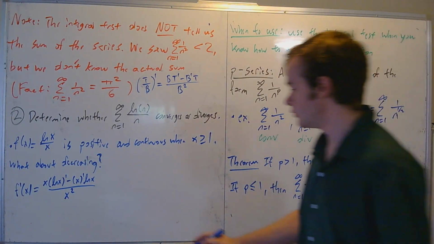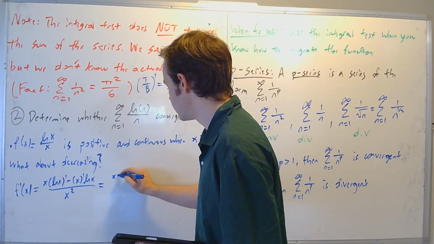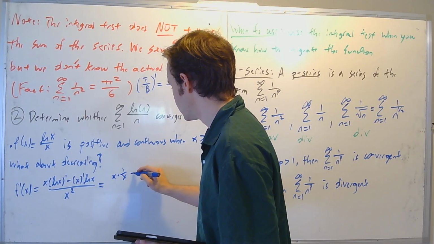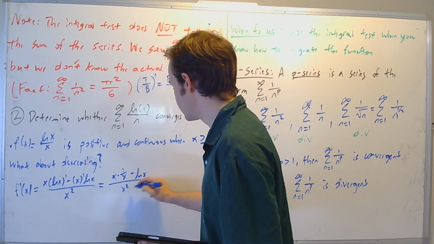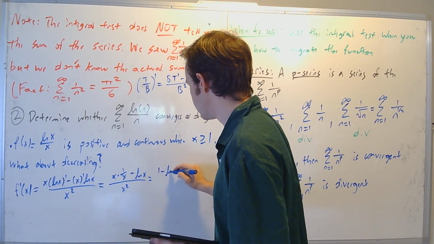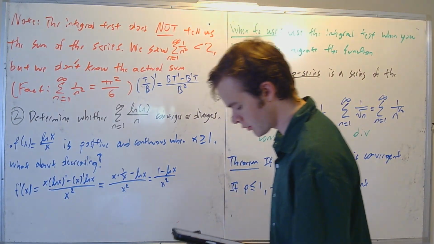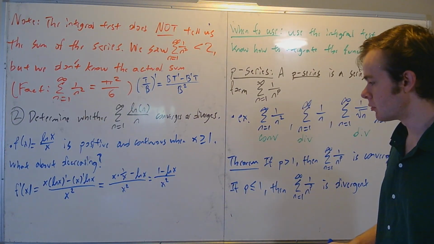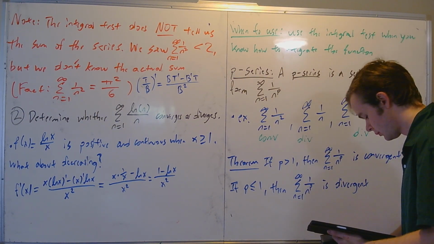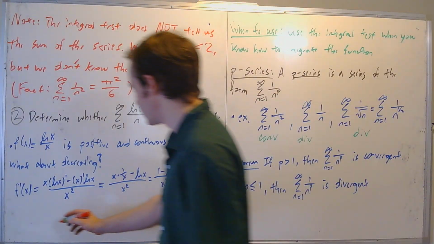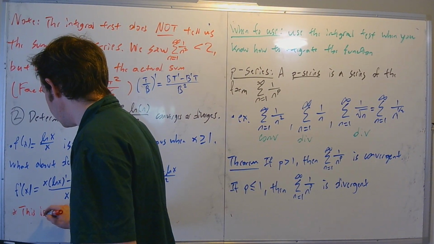So we do the same thing here: the bottom function, which is x, times the derivative of the top function, minus the derivative of the bottom function times the top function, over the bottom function squared. Now we just take our derivatives on the inside. So we've got x times 1 over x minus natural log of x, over x squared, which is 1 minus natural log of x over x squared. Okay, and now we're trying to figure out when this value is negative.